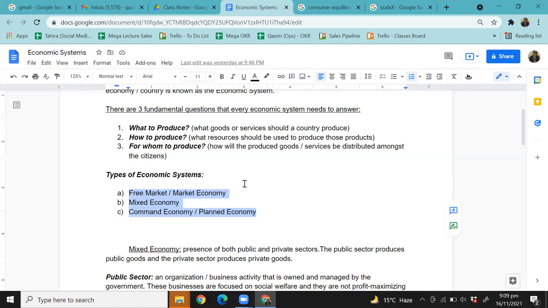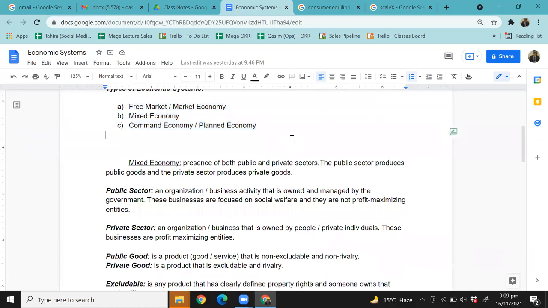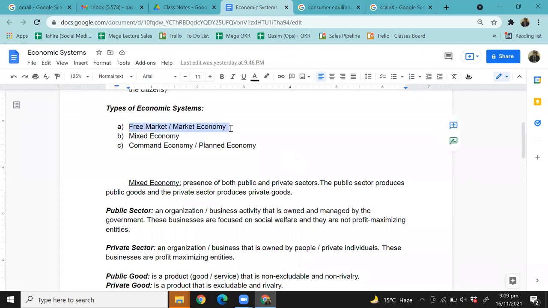Now, moving forward, yesterday we just started our discussion about mixed economy. There are three economic systems: free market, which we also call market economy; then mixed economy; and the third and the last is the command economy or planned economy. Now, what is mixed economy? As the word suggests, it has the presence of both public and private sector. The public sector produces public goods and the private sector produces private goods.